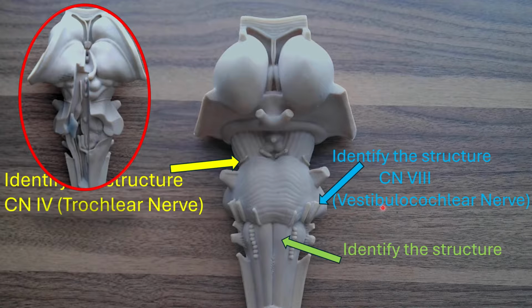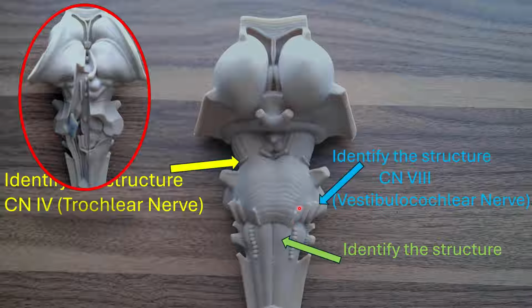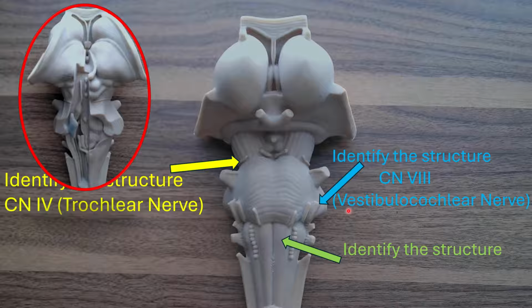Here we have the vestibulocochlear nerve between the pons and the medulla. If you just count, cranial nerve 6, 7, 8. Vestibulocochlear, special sensory: vestibular for balance, cochlear for hearing.